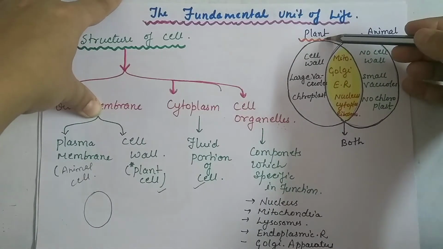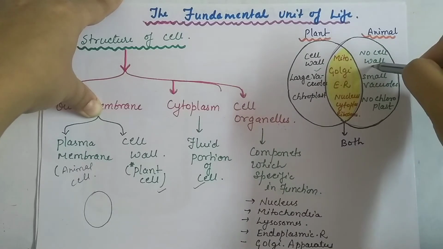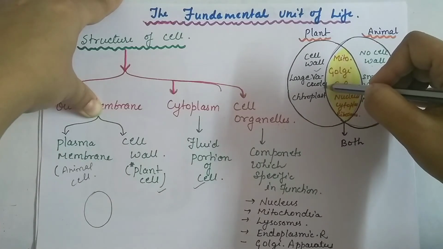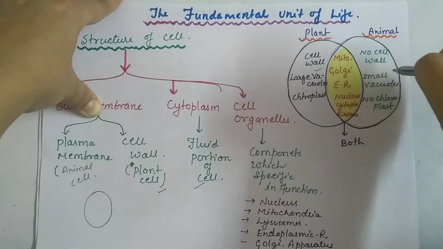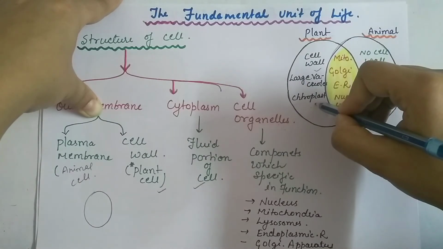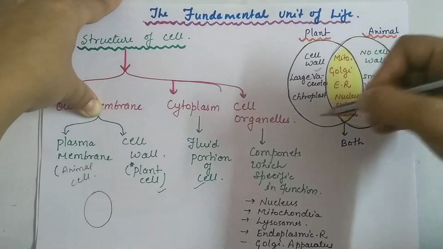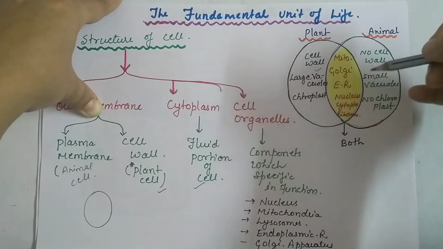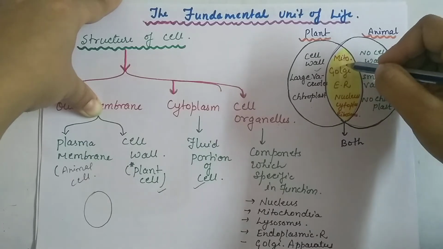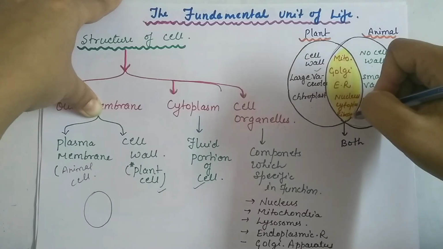The differences are basically that the plant cell contains a cell wall, but the animal cell does not contain any cell wall. The plant cell contains a large vacuole and the animal cell contains very small vacuoles. And the third one is chloroplast. The plant cell contains chloroplast, but the animal cell does not. Chloroplast basically contains chlorophyll, the green pigment. And the things common to both are mitochondria, Golgi apparatus, endoplasmic reticulum, nucleus, cytoplasm and ribosomes.